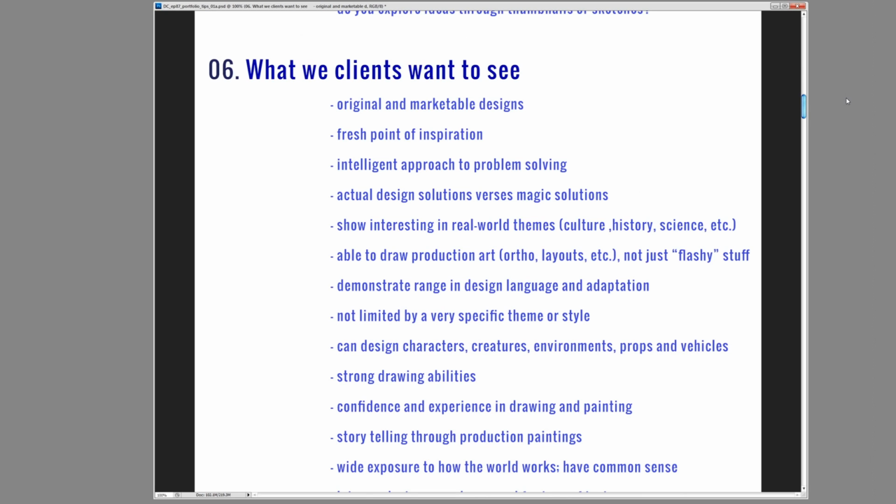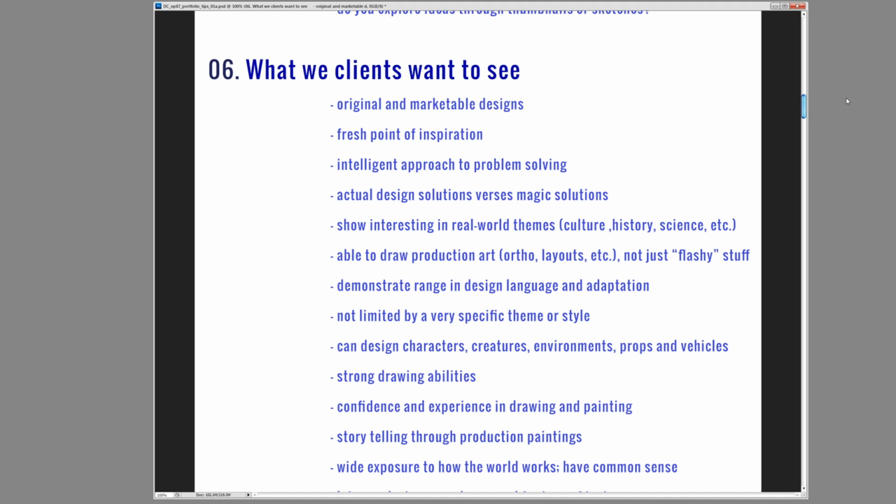Number 1, original or marketable designs. I mentioned that already, which is designs that sell, designs that the market could bear, that the market wants to see. It's original, but, excuse me, let a cough go through, sorry. Designs are very, very refreshing, but at the same time could sell to the market. Number 2, fresh point of inspiration. Again, reading books, getting your source from nature, culture, show something refreshing versus a rehash of something that exists.